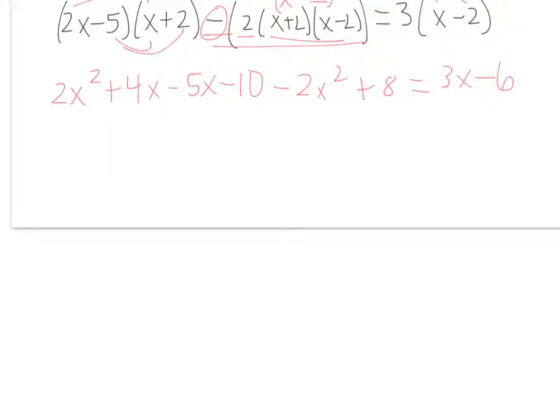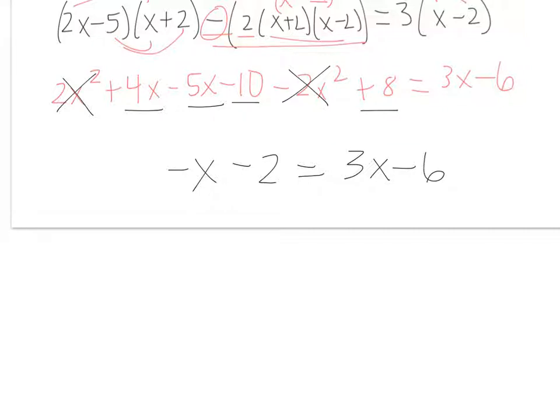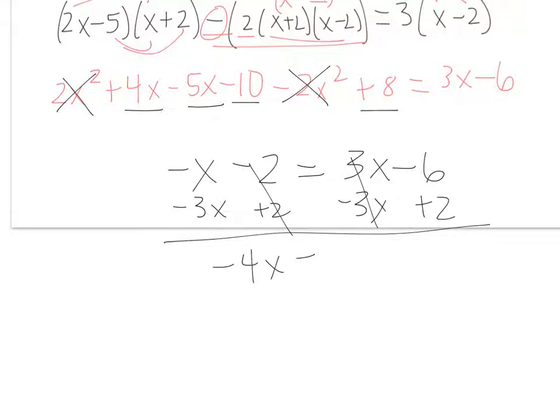Now I'll continue to simplify here, and I see the 2x squareds cancel out with each other. And then I see 4x minus 5x gives me a negative x. Negative 10 plus 8 gives me a negative 2 equals 3x minus 6. Get the x's on one side, get the numbers on the other, and I get negative 4x equals negative 4. Solve this for x and get x equals 1.